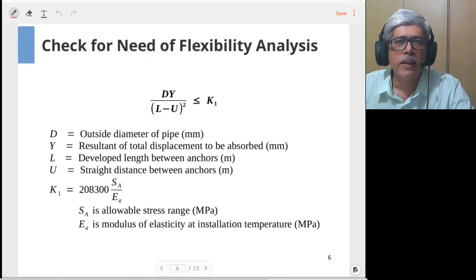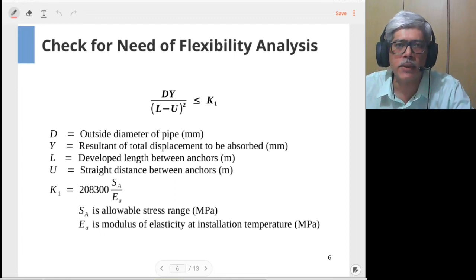To understand the need of doing the flexibility analysis, the criteria is as shown on the screen. So let's understand the meaning of the criteria and the different terms in this criteria.